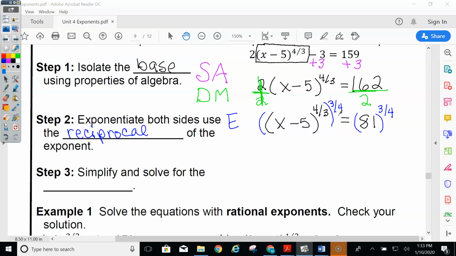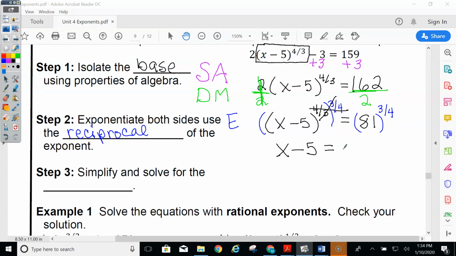So up here, these are just going to cancel each other out because we get 1, and anything to the 1 power goes away. So that part goes away. So we're left with x minus 5. But this part, we've got to figure out what the number is. You can use your calculator. I'm going to review what we did on Friday with the rational exponents, but you can use your calculator now to get this answer.